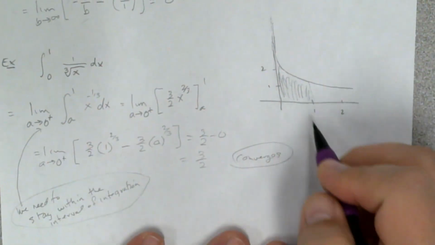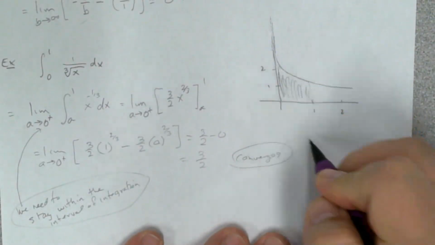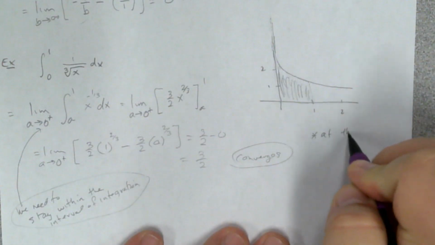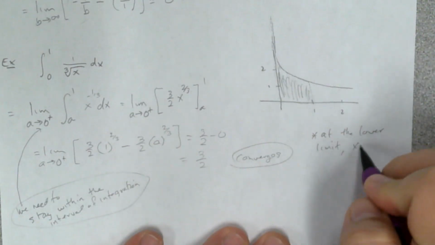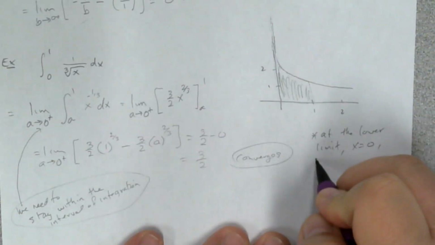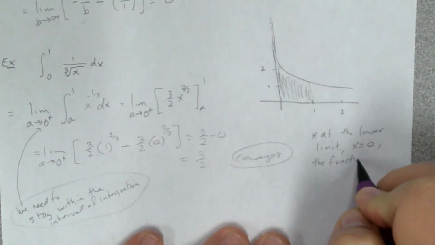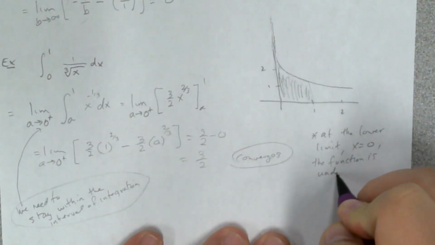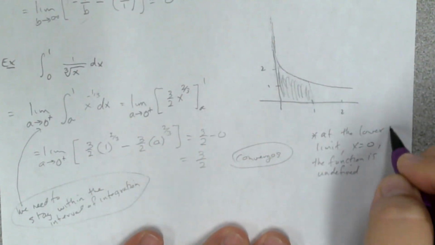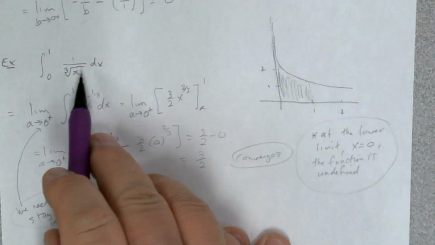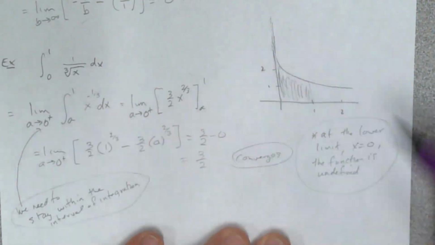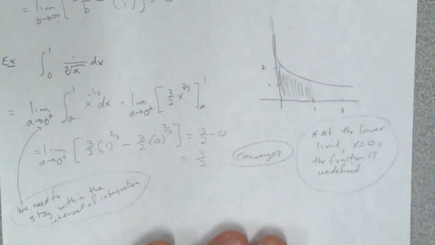I mentioned over here that at the lower limit, x equals 0, the function is undefined. Just want to clarify that kind of stuff for you. At 0, you're undefined. So I can't take a limit from 0 to 1, it's undefined at 0. That's what triggers this process here. Okay? Let's look at another example that I have over here.